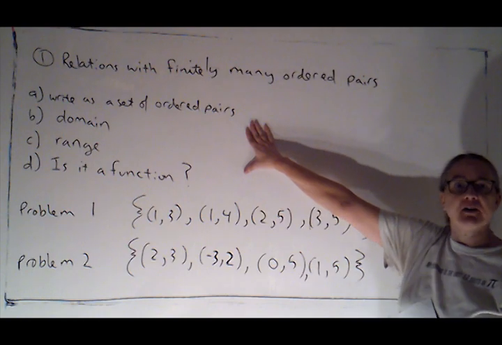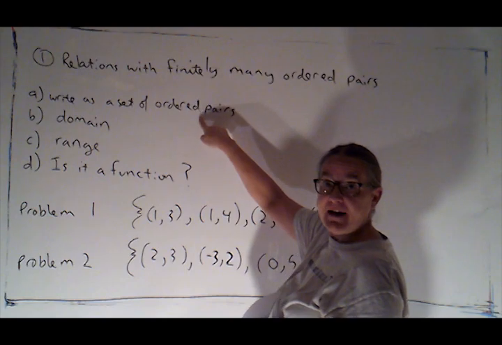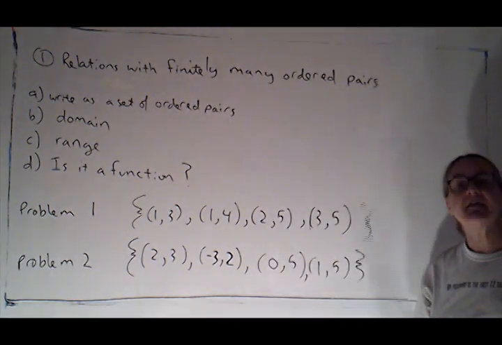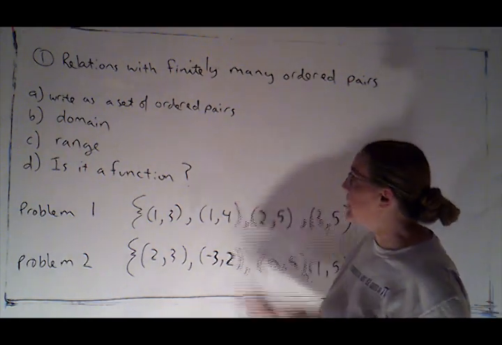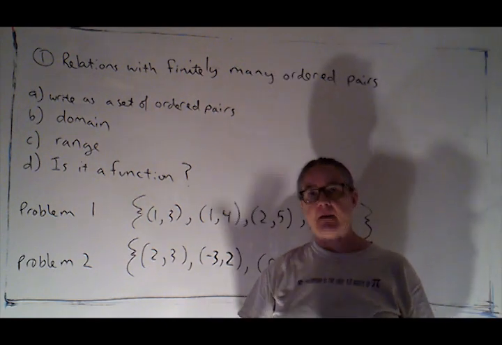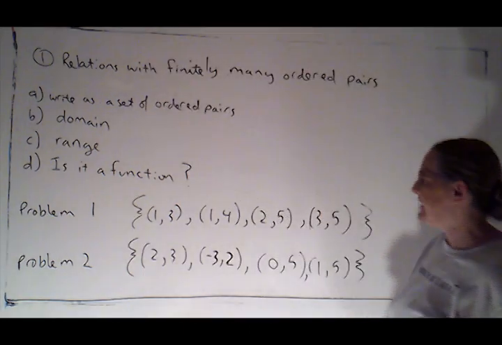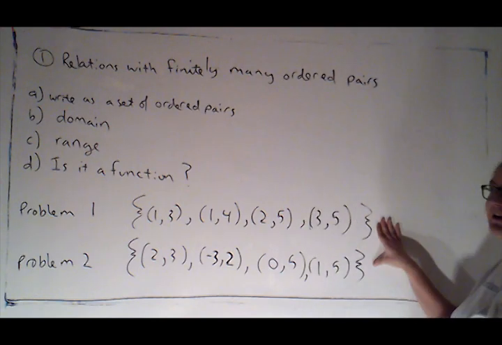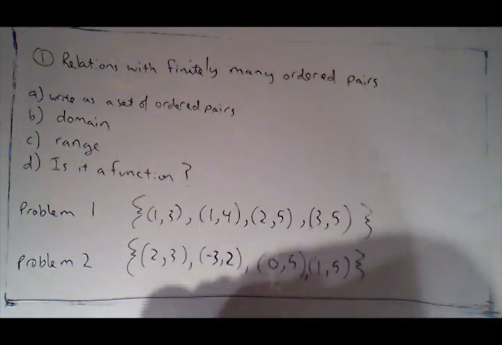So for each problem, we're going to do 4 things. First of all, we're going to write the relation as a set of ordered pairs. Now, for the first 2 problems, they're already written that way. That's one way that a relation can be given. And so for the first 2 problems, part A is already done for us. But when we move on to the subsequent problems, we're going to be taking a look at other ways that we can have a relation described, and then we're going to be converting from that way to describing it this way. Okay. Then part B asks us to find the domain.